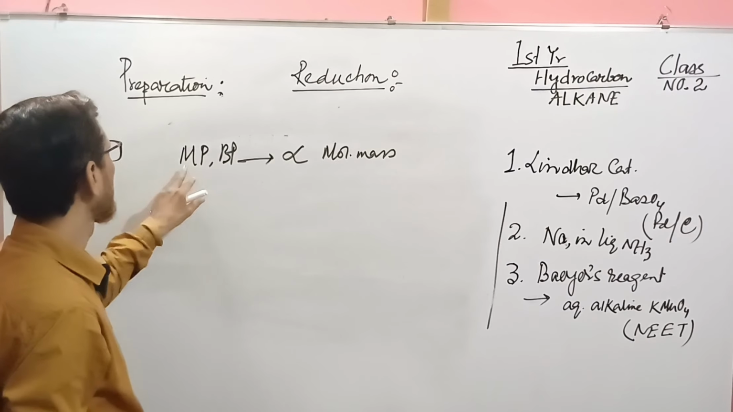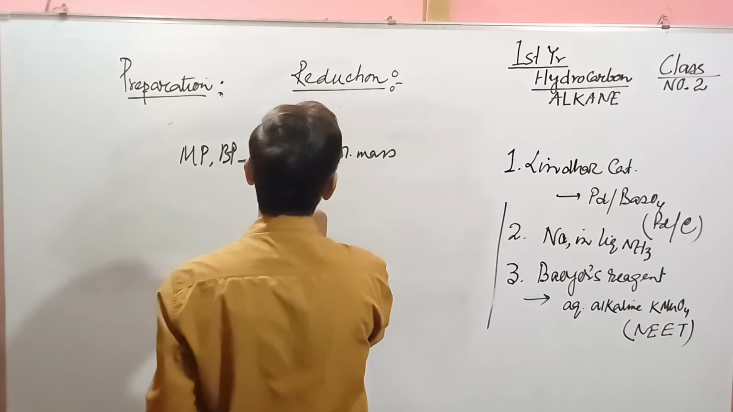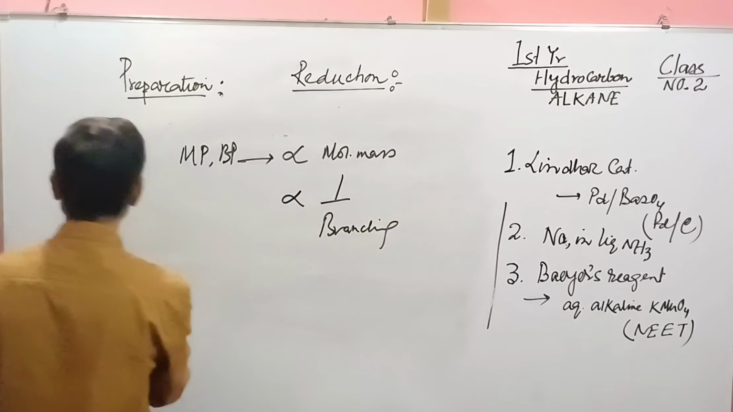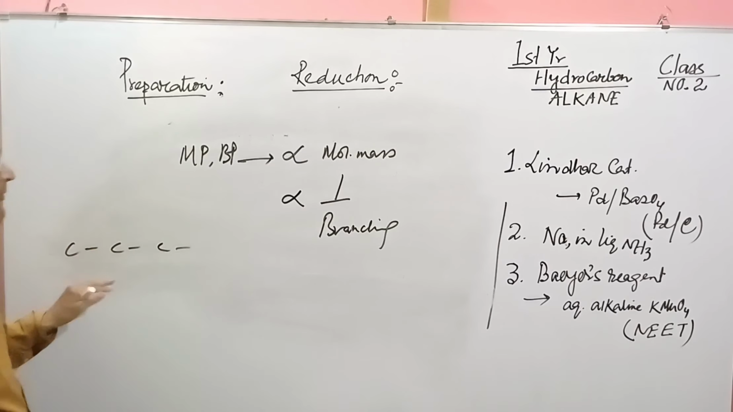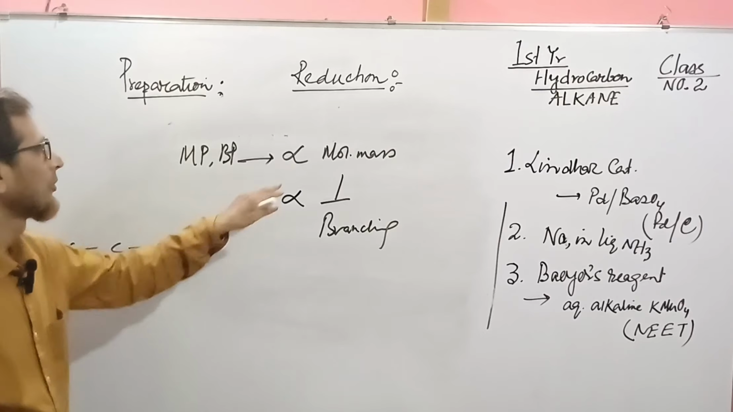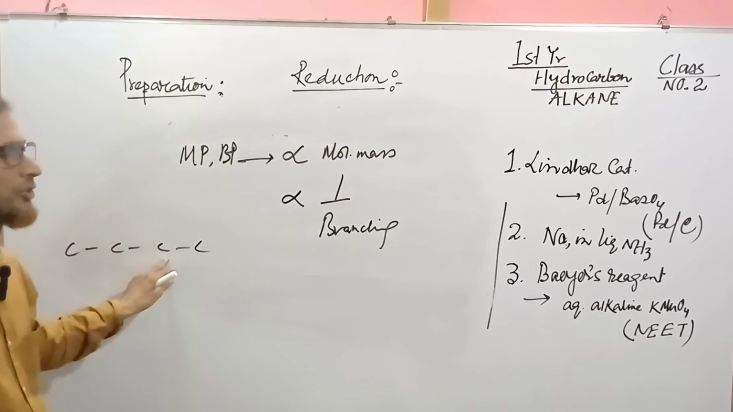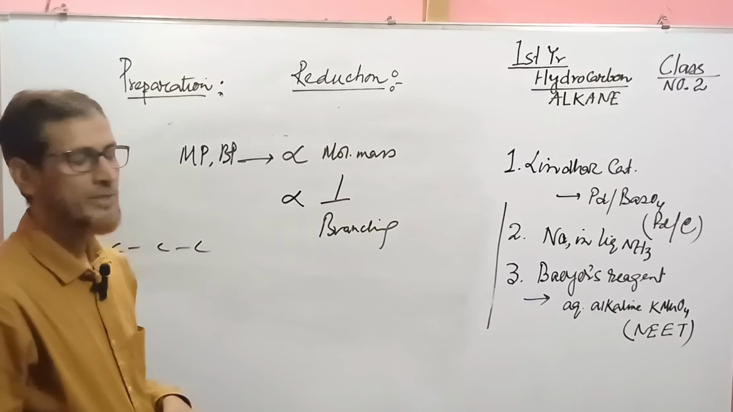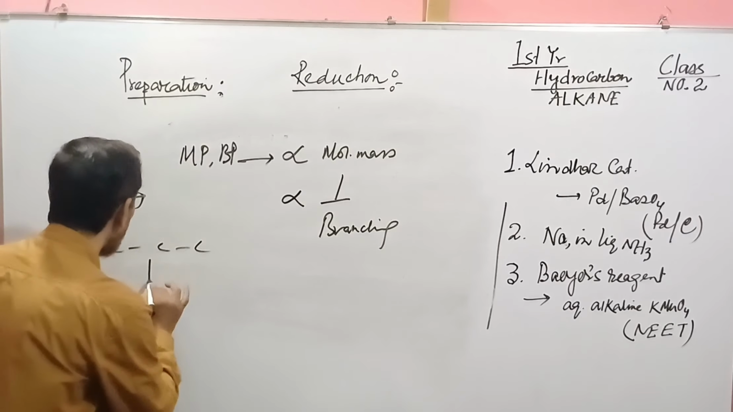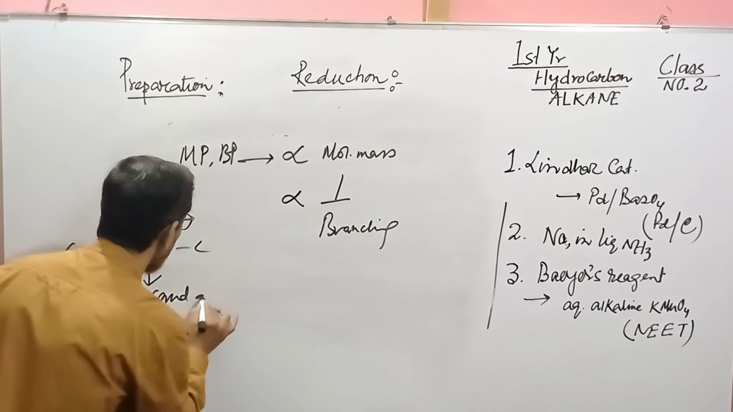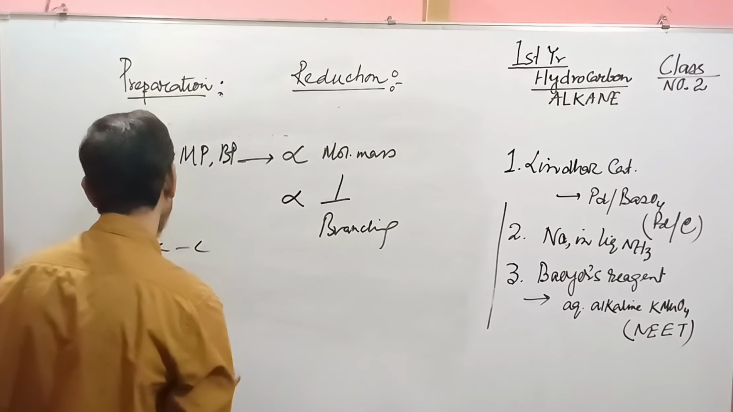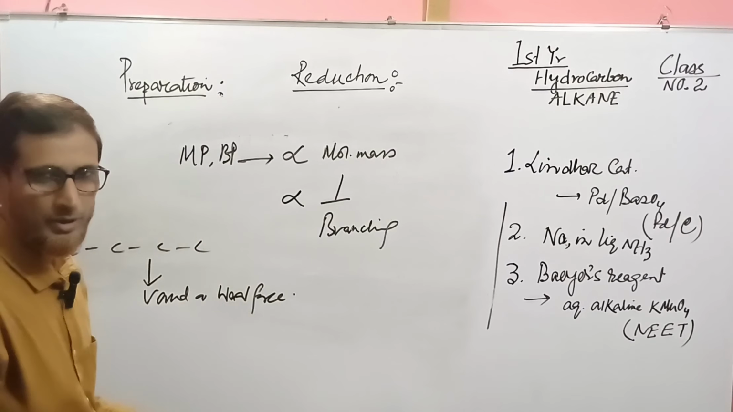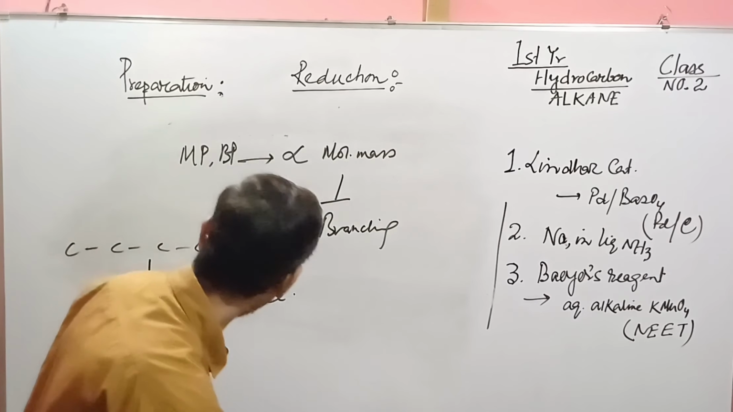Melting and boiling point is directly proportional to mass and inversely proportional to branching. What does it mean? If it is an open chain, like carbon carbon carbon carbon, the molecular mass increases, CH3 CH2 CH2 CH2. The more the molecular mass, the more will be the melting and boiling point. Am I right? Because there will be more van der Waals forces. In inorganic, you will get the term van der Waals.